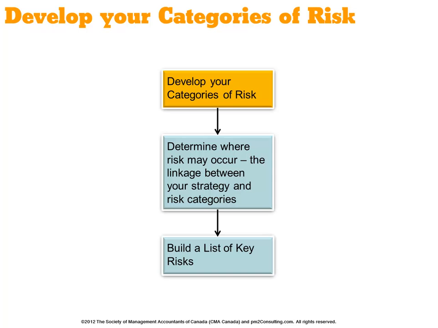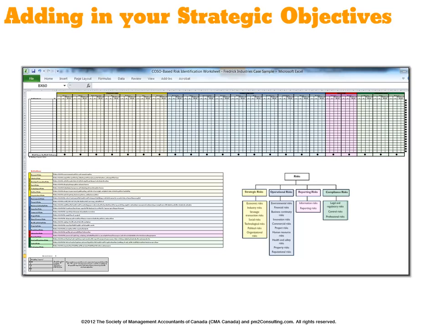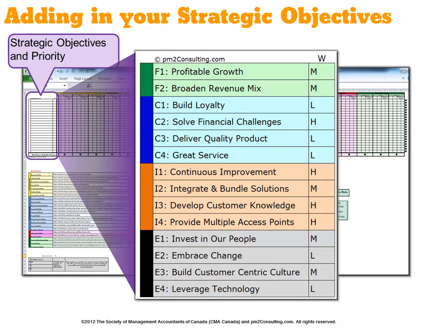To develop the categories of risk, what we'll do is begin with a blank spreadsheet. And on the spreadsheet template we'll be giving you, we'll be putting in the strategic objectives and priorities that you completed from the first step, Module 1.